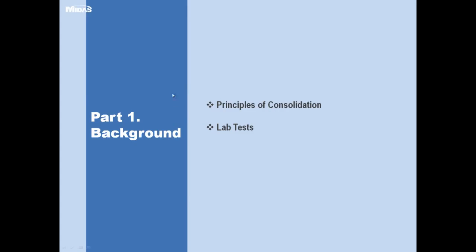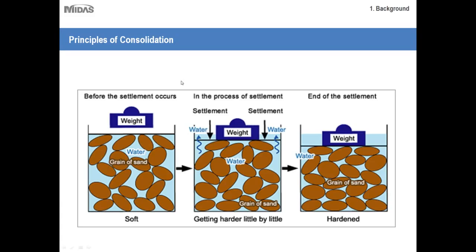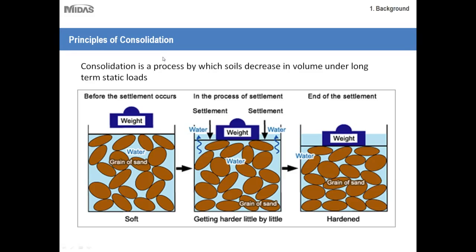Okay, so first, part 1. Some of the main things to remember about consolidation. Consolidation is the process by which soils decrease in volume under long-term static loads. Essentially, you'll have a project site or a specimen, and it will consist of water as well as naturally soil particles. Obviously this is an exploded view. Naturally your soil particles will be much smaller, as well as the spaces that hold the water.